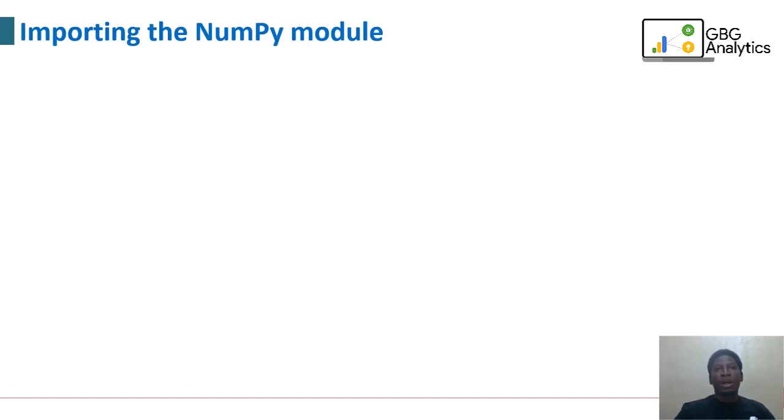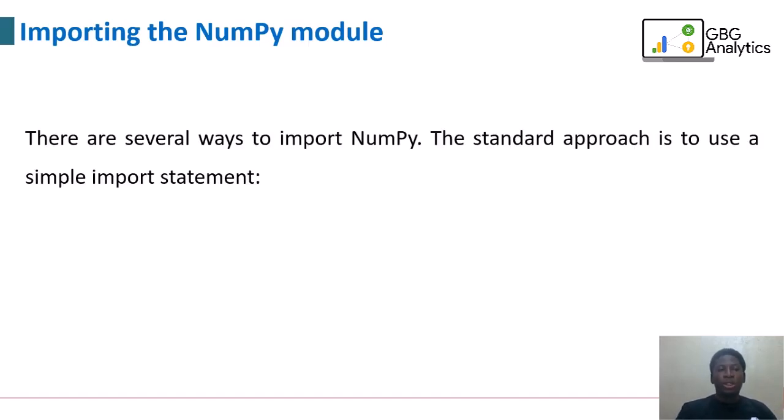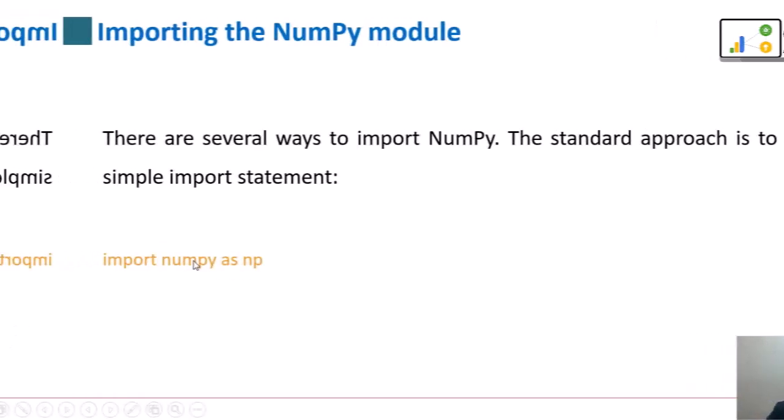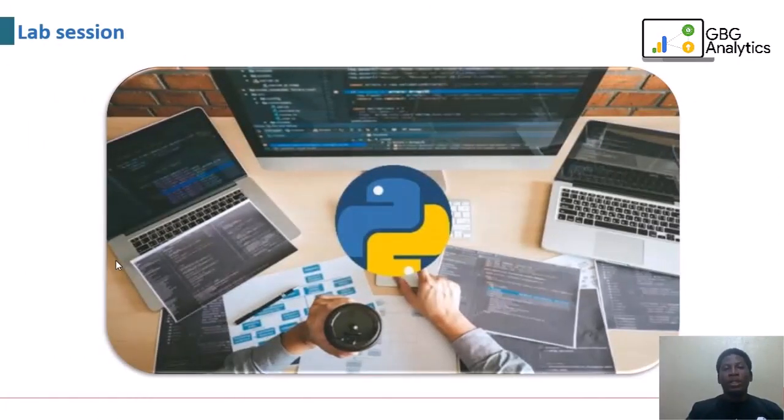So how do we import a NumPy module? To import a NumPy module, you will use this syntax called import numpy as np. As you can see, import numpy as np. This numpy is the module that we want to import, and then we have the alias called np, which means that anytime we want to use the NumPy module, we will use this np to reference it. Let's go to the lab session where we will see how to use NumPy in action.